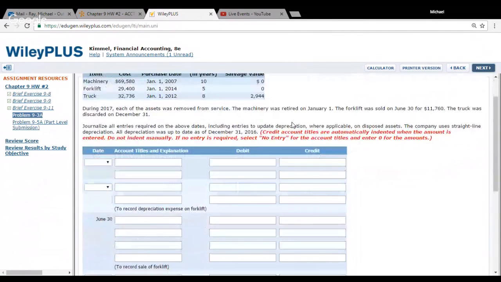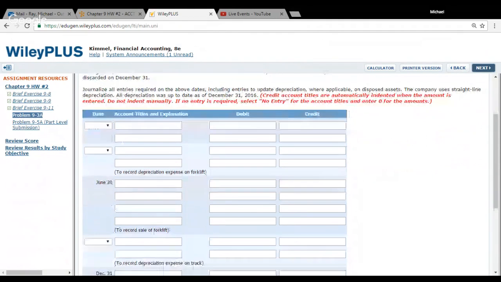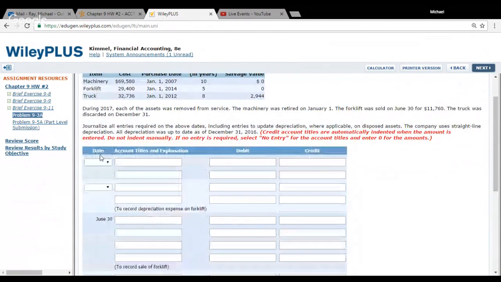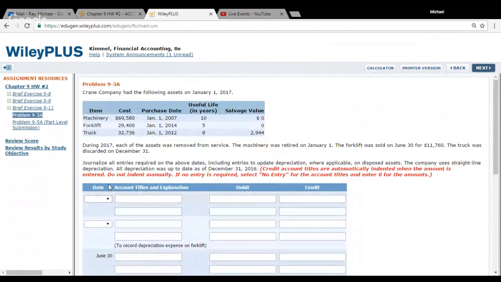Our task here is to journalize all entries required on the above dates, including entries to update depreciation where applicable on disposed assets. The company uses straight line depreciation. All depreciation was up to date as of December 31st, 2016. To get started, we are going to go to our first date, January 1st, which is the day that the first transaction took place, when we retired our machinery.